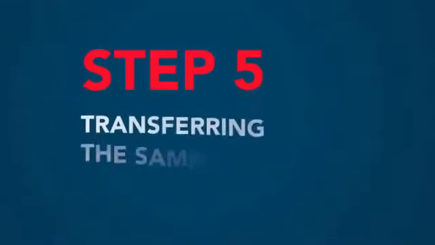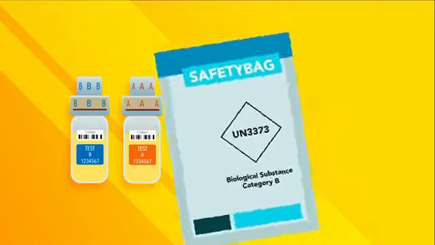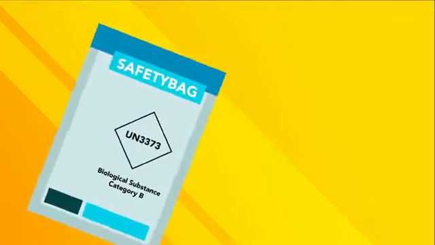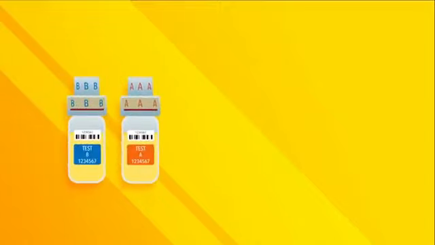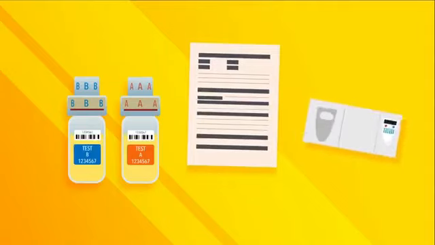Step 5. Transferring the samples to the laboratory. Once the samples are placed in a security-sealed transit bag, they are sent to a WADA accredited laboratory for analysis. A secure chain of custody is maintained during the transport. Along with the sample, the laboratory receives an anonymised copy of the doping control form that contains information only relevant to the analysis.